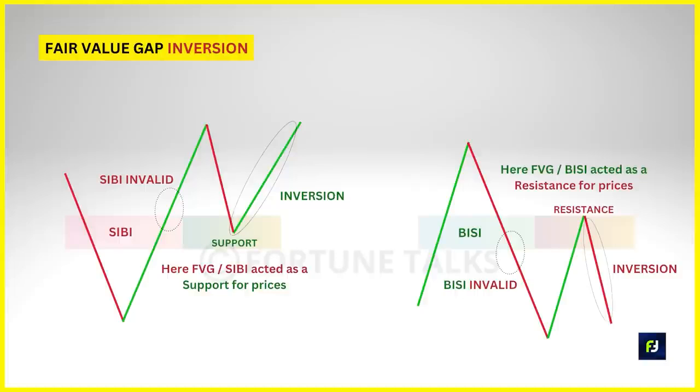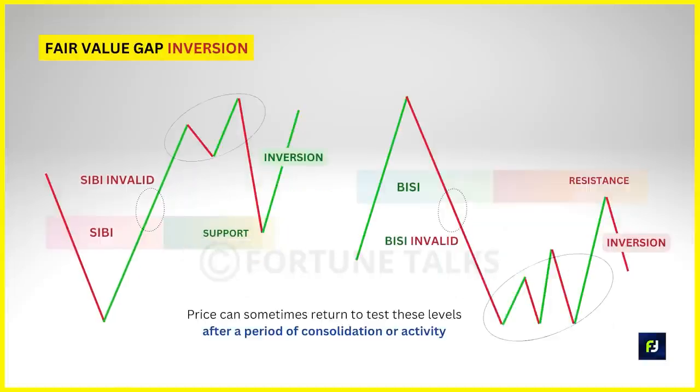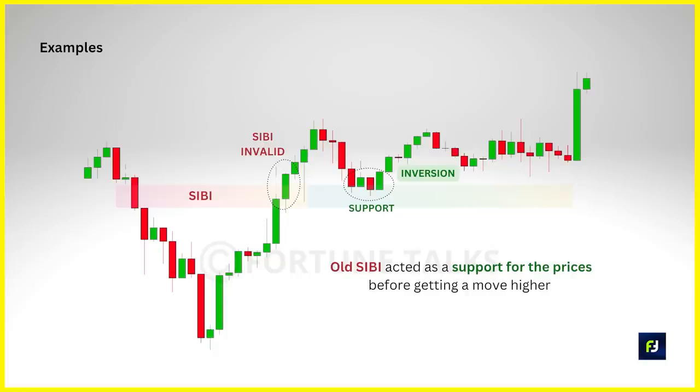Another thing to note is that this does not have to happen back to back, meaning that this can occur later on after a period of consolidation. Let's look at some examples to clear things up. So we have a CB right here and the price closes through it. So it is considered invalid. But that does not make it useless. We can then look to see if the CB supports the price. And we can clearly see that this old CB acted as a support for prices before getting a move higher.